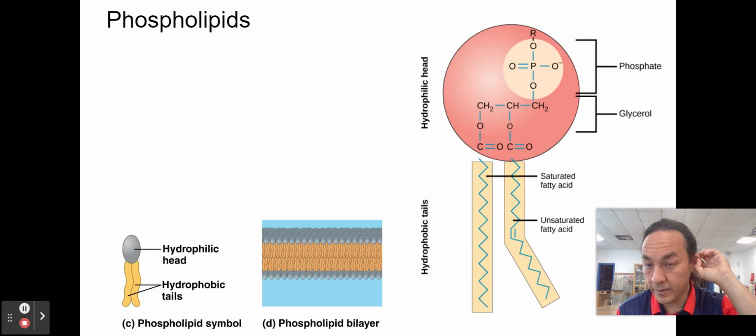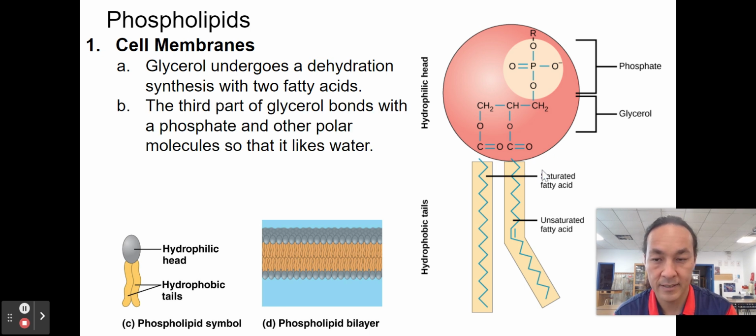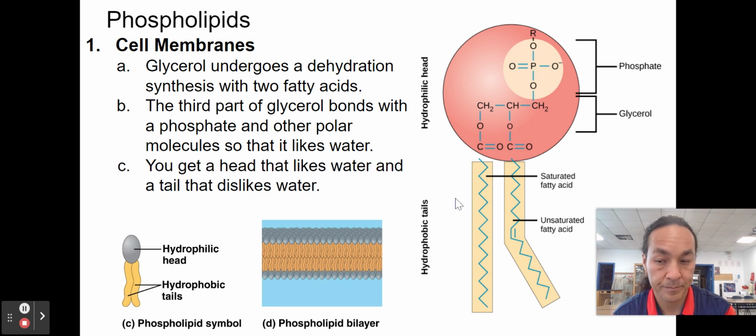Okay, so now there's another type of fats called phospholipids that are really, really important, and they make up the cell membrane. Phospholipids have two fatty acid tails, and then they have a hydrophilic head. And so here we go. The glycerol undergoes a dehydration synthesis with two fatty acids. So it's going to spit out two water molecules and attach these. And then the third part of the glycerol bonds with a phosphate and other polar molecules. This will make the head like water, hydrophilic. It likes water, and the tail fears water, or does not want to be there.